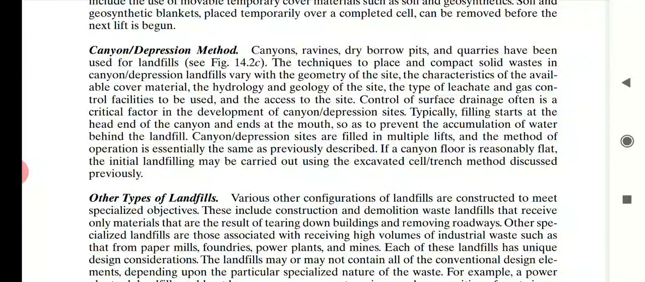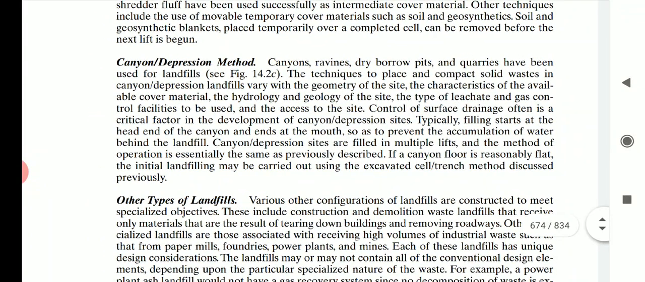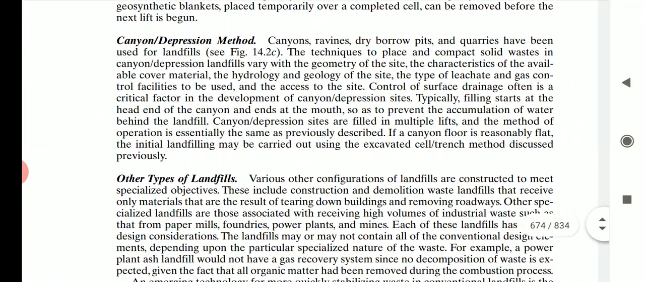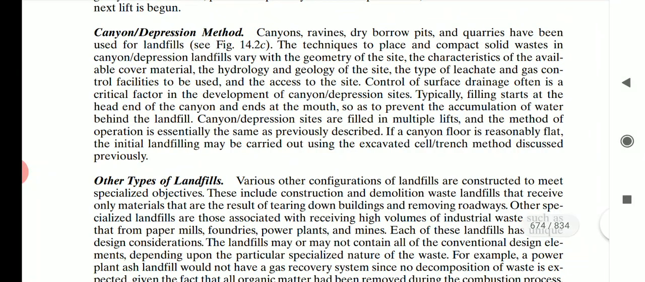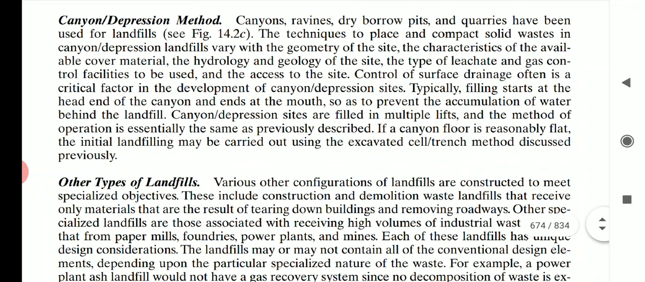The characteristics of available cover material, the hydrology and geology of the site, type of leachate, gas control facilities to be used, and the access to the site. Control of surface drainage often is a critical factor in the development of a canyon. Typically, the filling starts at the head end of the canyon and ends at the mouth, so as to prevent the accumulation of water behind the landfill.